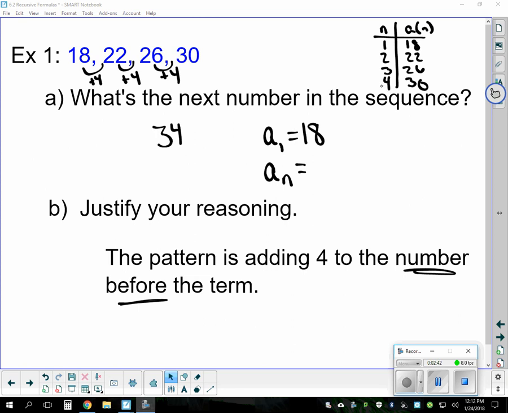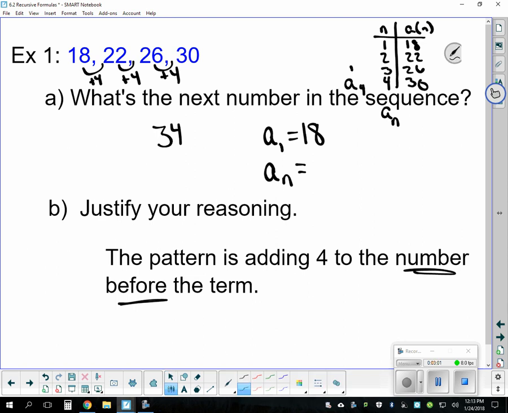Okay, so to find a sub n, what we did for each one is we took the term before it and we added 4. So if you're looking for the term a sub n, the term before it, well, let's say a sub n was 4. The term before it is 3. So if I'm calling a sub n a sub 4, then if n equals 4, to get a 3, I have to subtract 1. So a sub n minus 1 means the term before a sub n. And then we had to add 4.